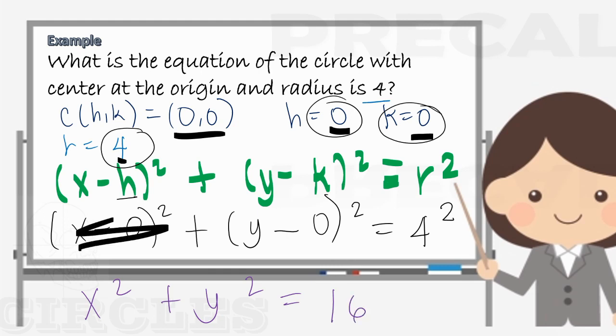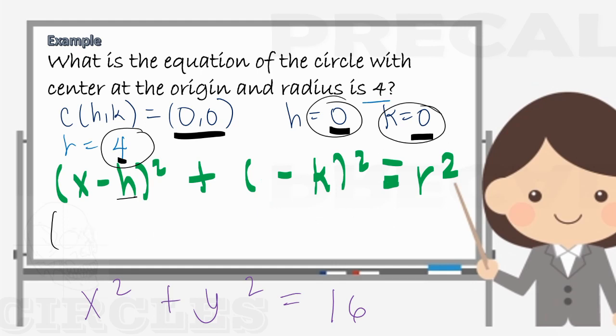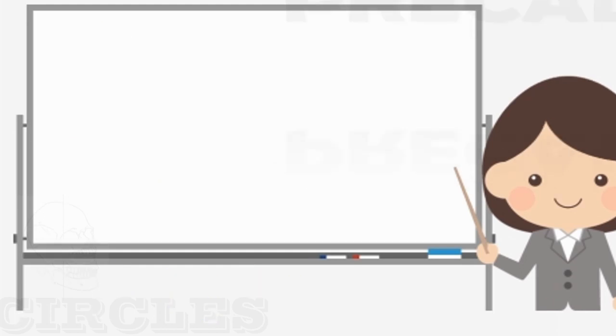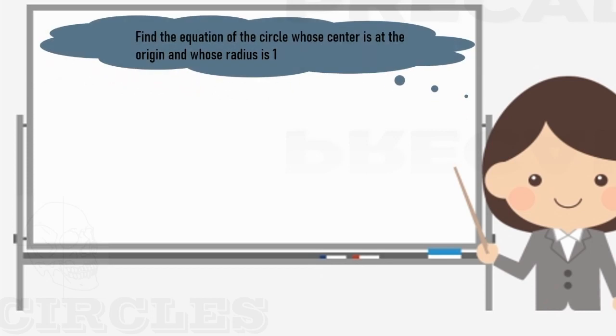So, let's check if our final answer is correct. So, x squared plus y squared is equal to 16. So, our answer is correct. So, another example: find the equation of the circle whose center is at the origin and whose radius is 1.